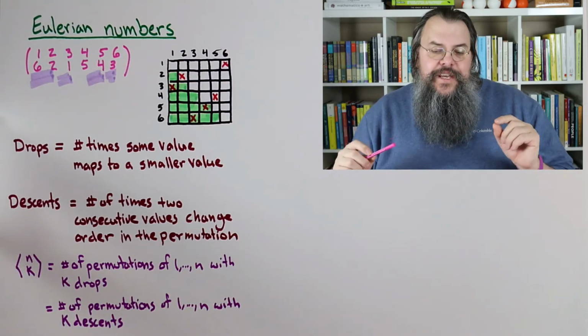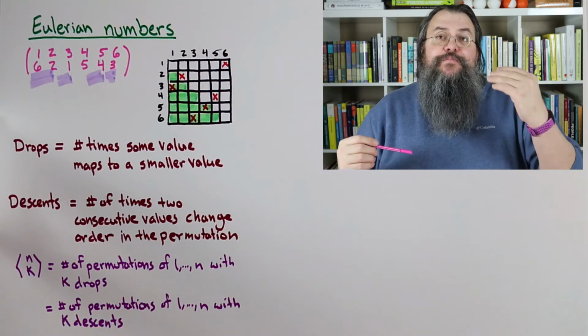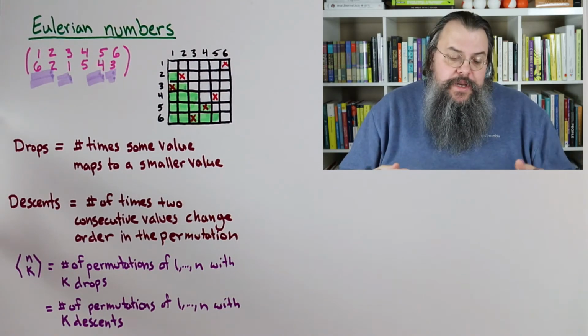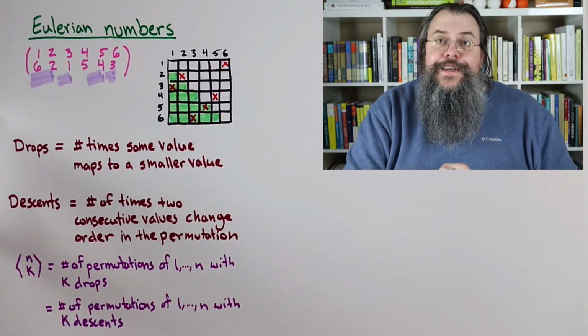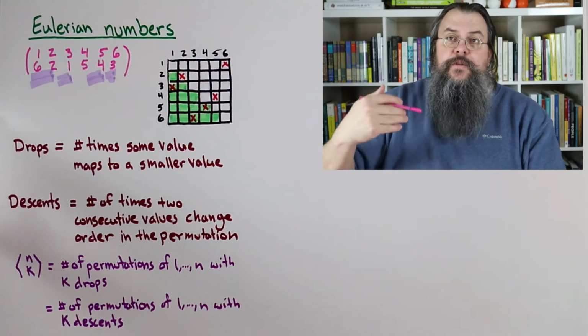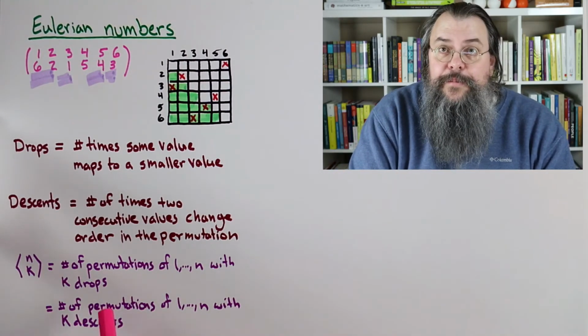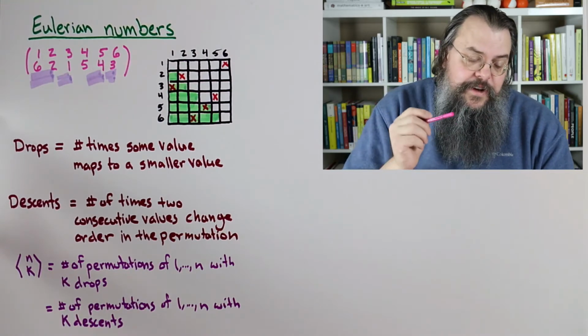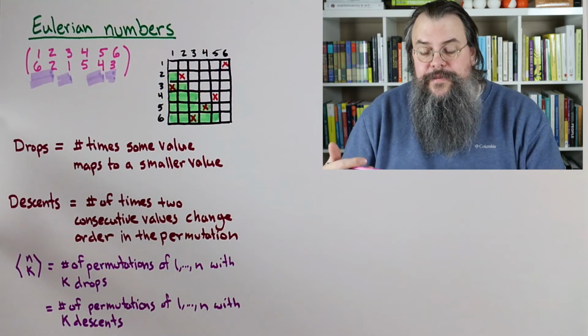It turns out that the Eulerian numbers actually count, in some sense, both. Well, what do we mean? Well, the Eulerian number n k is the number of permutations of 1 up to n, so we're talking about rearrangements of n things, where there are exactly k drops. And it's also the number of permutations of 1 up to n where there are k descents.